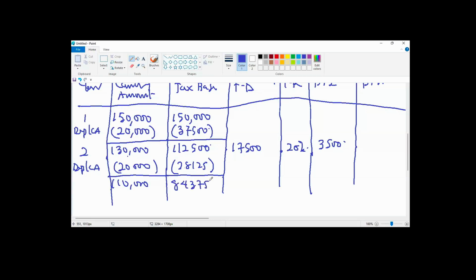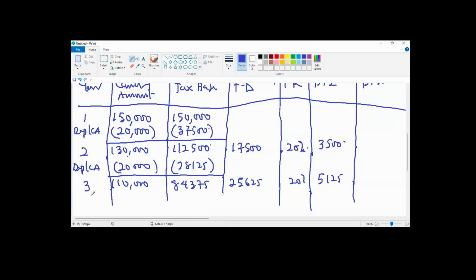Has it created a temporary difference? Yes, sir. What is the temporary difference now? 25,625. 20%. Is it a deferred tax liability or deferred tax asset? Deferred tax liability. How do I know it's a liability? Because the carrying amount is greater than the tax base. How much is the liability now? Let's multiply. 5,125. That's all. Don't forget the closing balance in year 2 will be the opening in year 3.